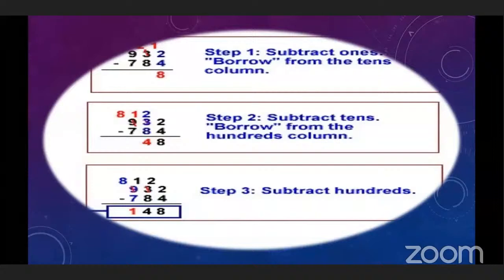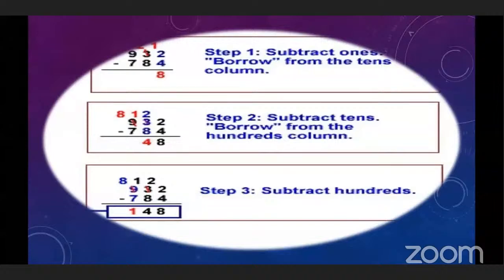Which are the steps? Because here you can see at the unit place we cannot subtract 4 from 2. That means we have to borrow 1 from the tens place. So step 1 is saying, I will read for you. Step 1, subtract ones, borrow from tens column. Here we borrow 1 from the tens column. Then we will get 12 minus 4. And our answer at the unit place is 8.